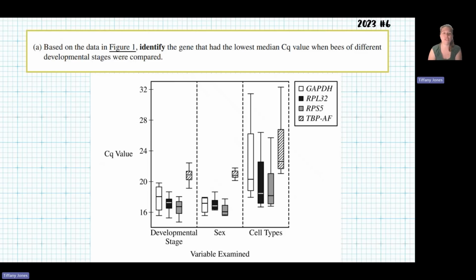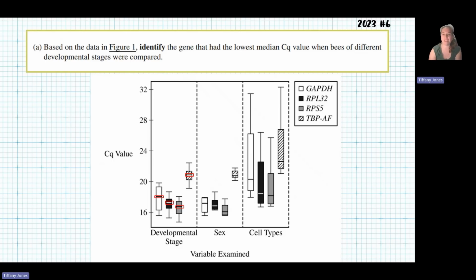CQ value, where the Bs are different developmental stages. So they tell us that we're looking at developmental stages, which would be this little area right here. And I'm looking for the lowest median. As we mentioned before, the median is that line in the middle. So we're looking at where is the lowest one of my medians, the lowest part where I've got that little line circled. I was just trying to draw your eyes to it.